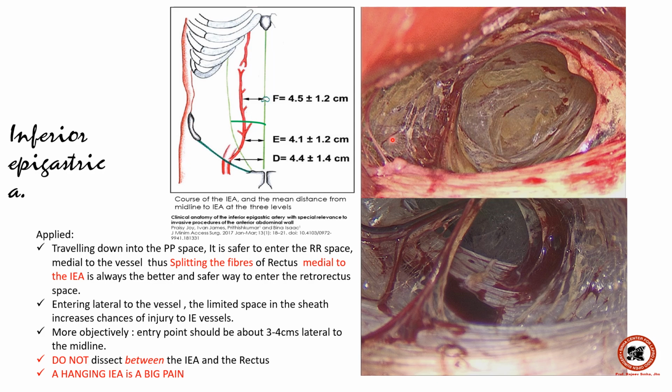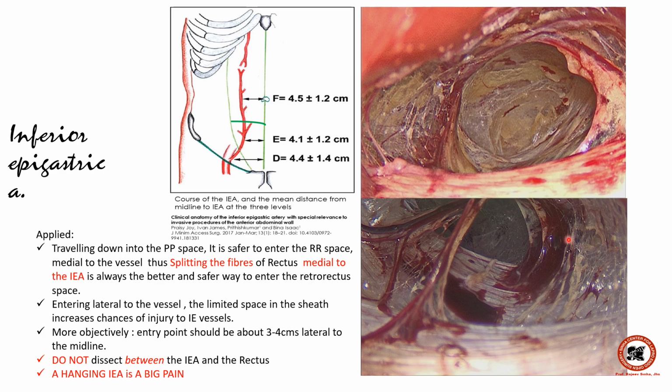Now the space lateral to the inferior epigastric vessel is limited. The space medial to the inferior epigastric vessel is more spacious. So it is always better to enter the preperitoneal space medial to the vessel and always lift the vessel up. Dissect the vessel along with the rectus. Please do not dissect in between the vessel and the muscle. If you do that, you have a hanging inferior epigastric artery, and you know a hanging inferior epigastric is a big pain, right?